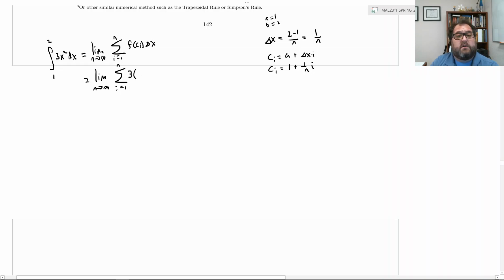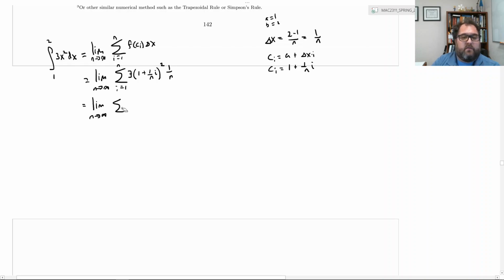Well, our function is 3x squared. So 3 times 1 plus 1 over n times i, squared. That's f of c sub i times delta x. Well, delta x is 1 over n. So that is the appropriate limit that we need to evaluate to find the exact value of this definite integral. Okay, so let's see, equals a limit as n goes to infinity, sum.